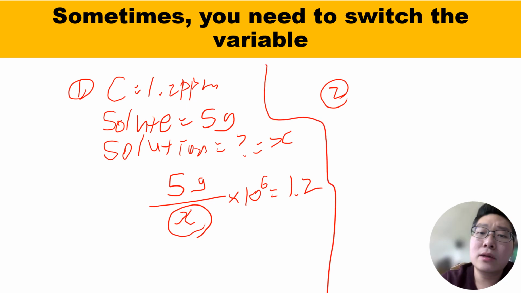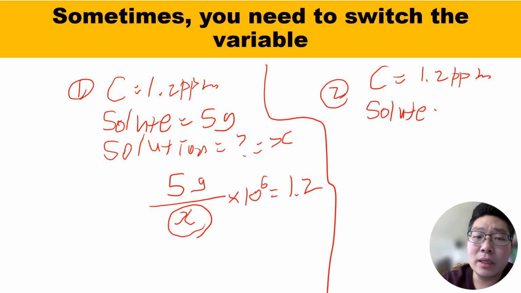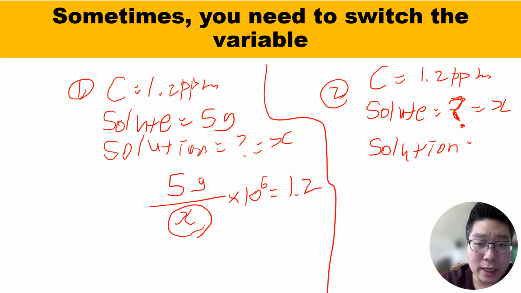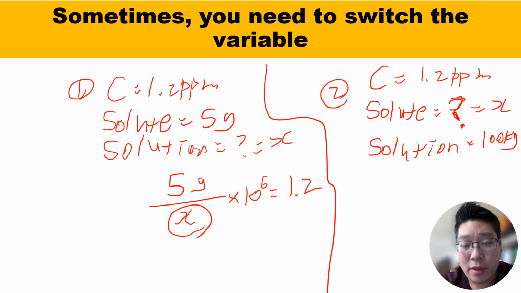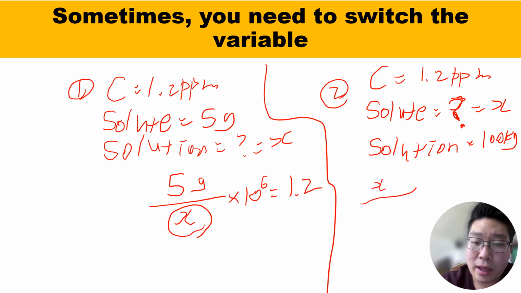On the other hand, in some other cases, concentration may be given. Sorry, I'm just using a hypothetical situation, 1.2 parts per million. Solute, what is being dissolved, we may not know. That's a very bad question mark that I put, x. Solution may be given to you, let's say it's 100 kilograms, something like that. Then you can put that unknown on the top. At the bottom, you don't know what it is. And on the right side, you get that it's in ppm.